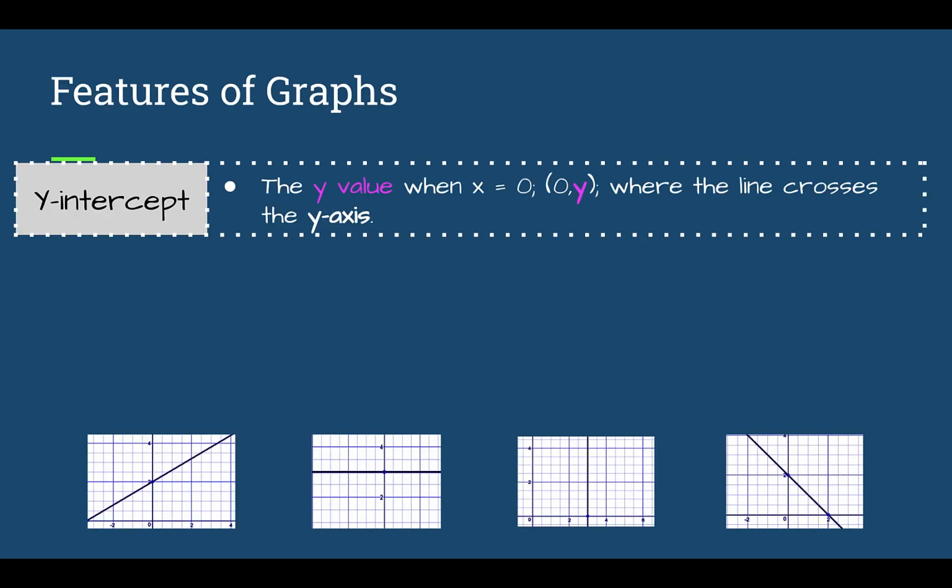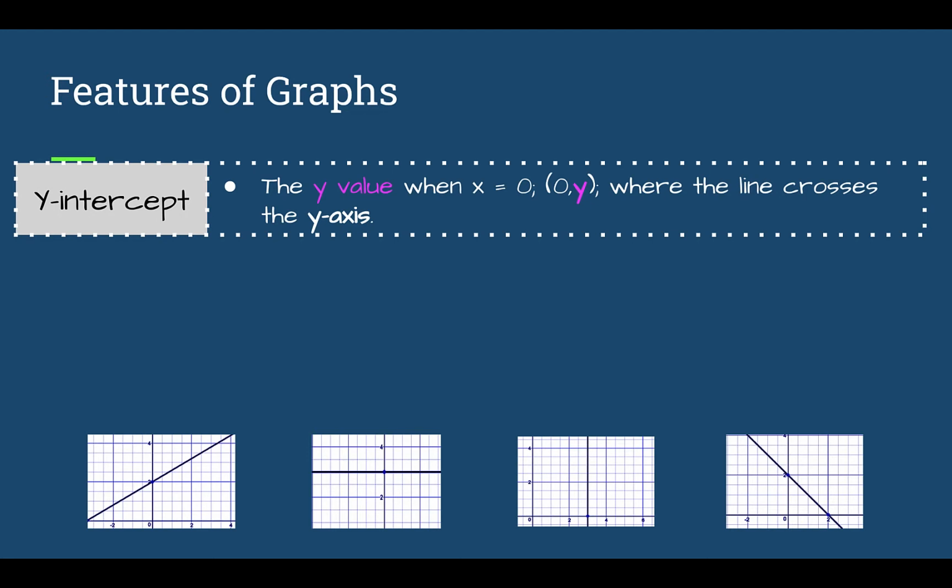First, let's look at a couple features of graphs. The two things that we're going to need to figure out in order to determine what equation is shown in the graph are the y-intercept and our slope. The y-intercept is the value when x equals 0. If you remember back to previous lessons, it's when we have an input of 0. In a graph, it is shown as the coordinate 0 and then whatever the y value is. That is your y-intercept. And it's also where the line crosses the y-axis.